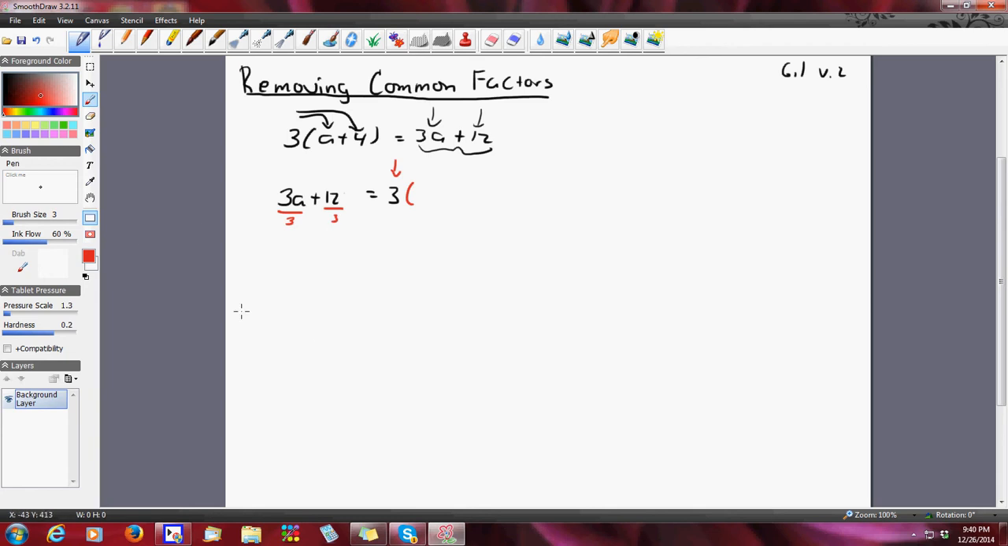How many times does 3 go into 3a? The answer is a times. How many times does 3 go into 12? And the answer here is 4. I'm going to show you this in another way.